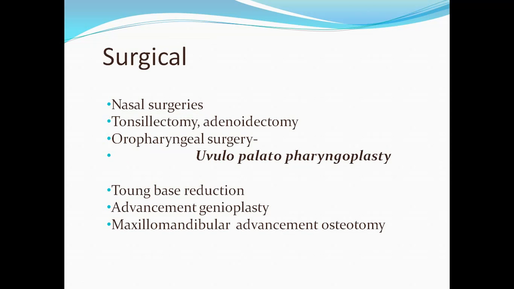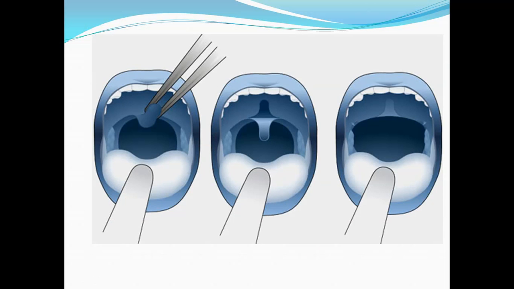But when we come to surgical modalities, again there are nasal surgeries like correction of nasal septal deviation or removal of the nasal polyp or surgeries for nasal polyposis, and oropharyngeal and nasopharyngeal surgeries like tonsillectomy and adenoidectomy, and some extensive oropharyngeal surgeries like uvulopalatopharyngoplasty. I'll show in the next slide. And the tongue, tongue is bulky, it can be reduced by certain methods. I'll show you one slide on that. And some skeletal surgeries like advancement genioplasty and maxillomandibular advancement osteotomies done generally by maxillofacial surgeons are the surgical options available.